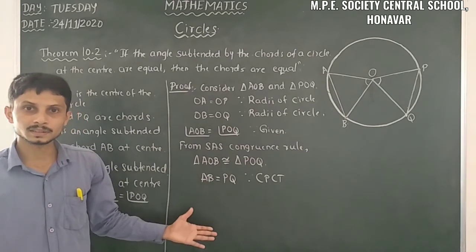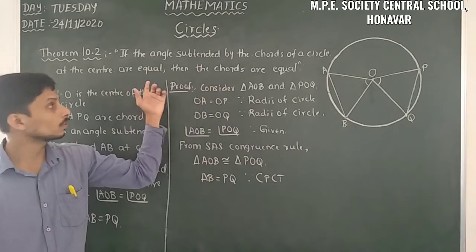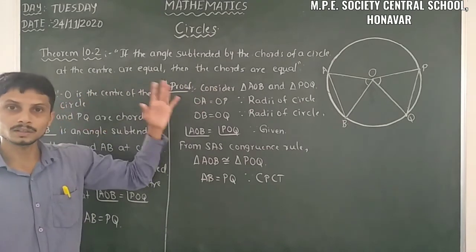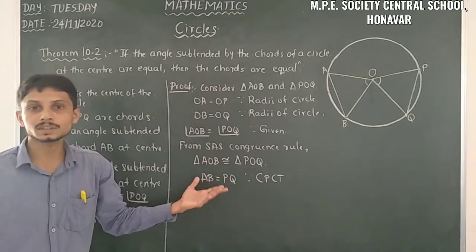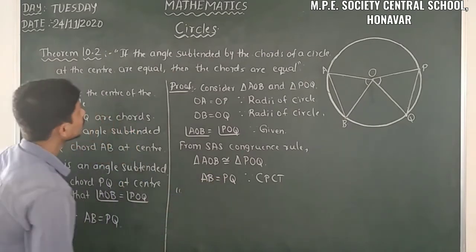Then it is confirmed that if the angles subtended by the chords of a circle are equal, then the chords are equal. So the converse is also true. Likewise, let us write the theorem here once again.